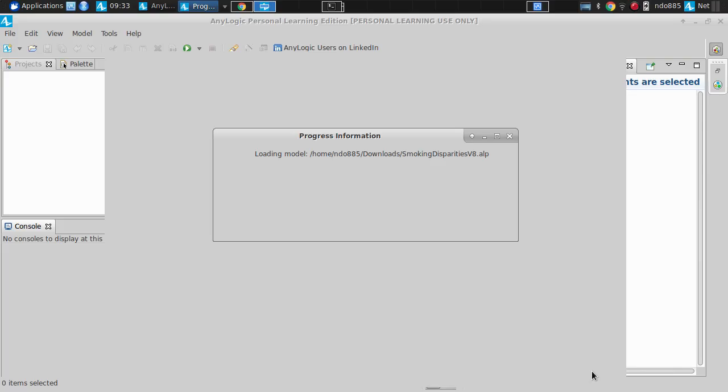And it's going to load that model into AnyLogic, okay? This dynamic model, this model that involves dynamics, behavior over time. So this model is going to be loading in here. And we're going to then explore this model a little bit for what it shows, okay?